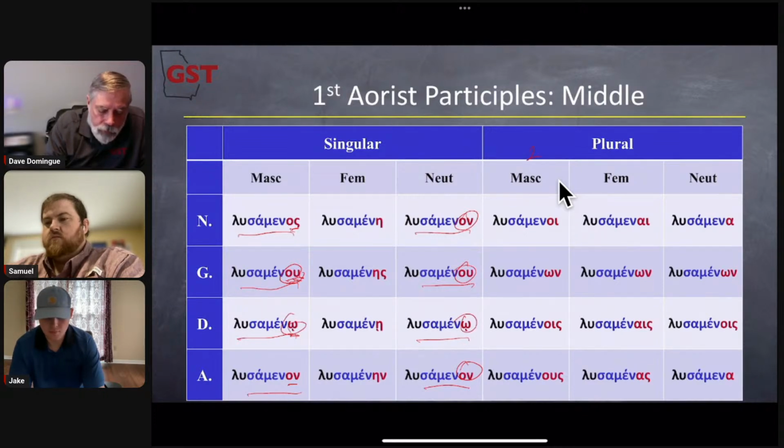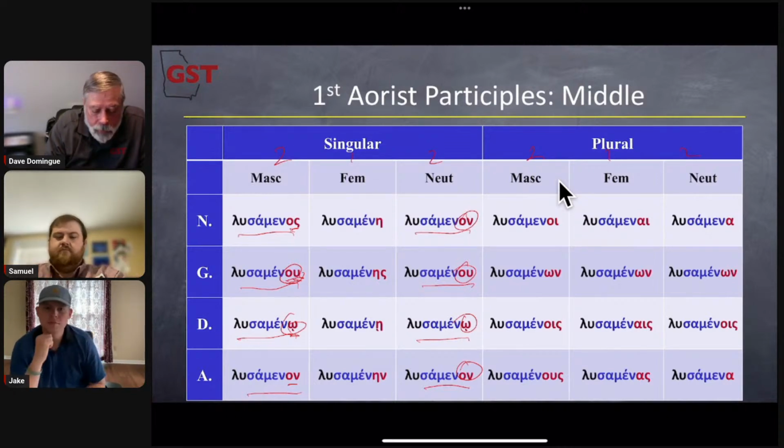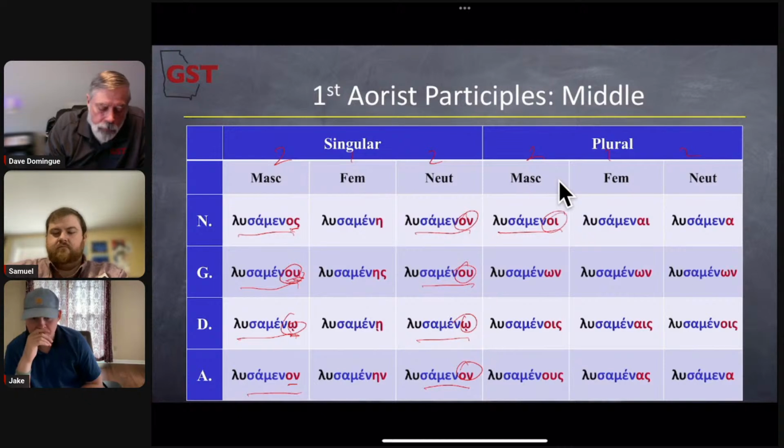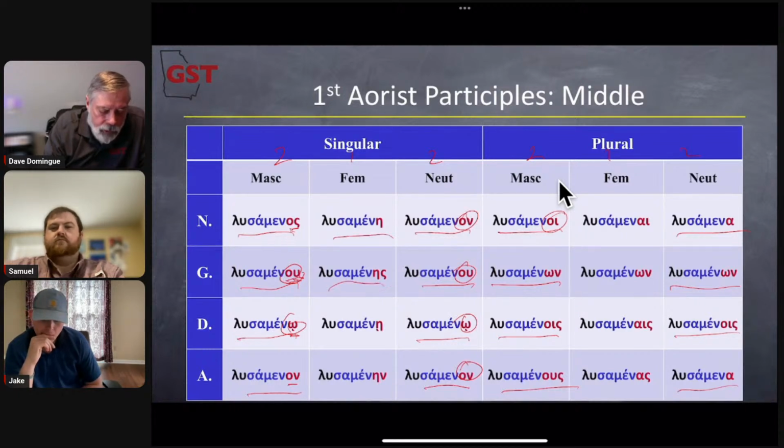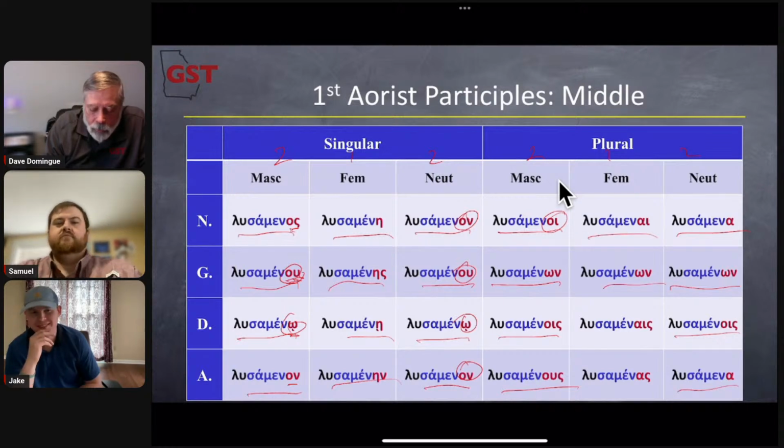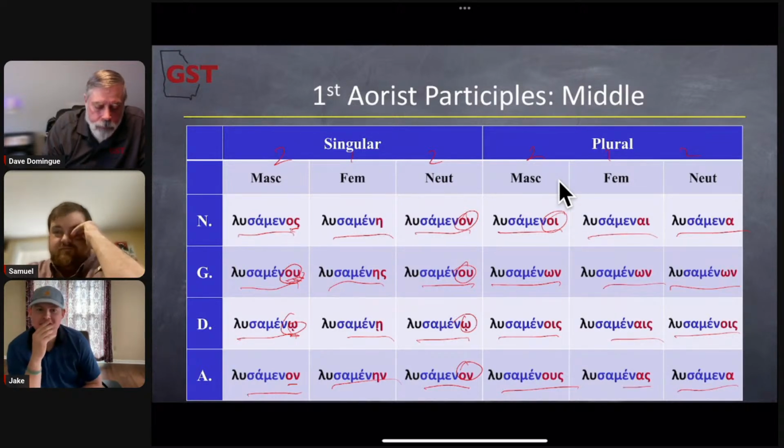Again, we have a 2-1-2 pattern for the adjectival endings, the case endings. Okay, lusaminoi, there's our plural form. Lusaminon, lusaminois, dative plural. Lusaminos, accusative plural. Lusamina, lusaminon, lusaminois, lusamina. In the feminine, same thing we've seen. Lusamine, lusamines, lusamine, lusaminane, minai, minon, minais, minos.